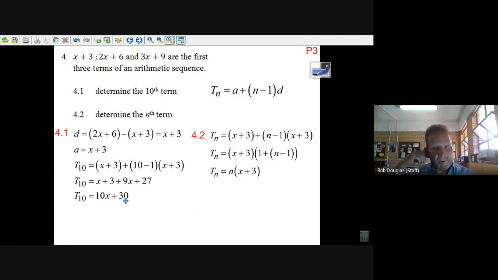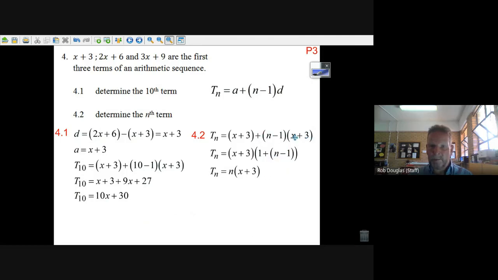Okay, what about the nth term? Well, we just use the formula again. Instead of a, we put x plus 3. It's a general formula, so it stays as n minus 1, and d is x plus 3. This is a little factoring trick here. You want to make this simpler. x plus 3 is a common factor, and you put it in a bracket like this. Times 1 gives me the x plus 3. Some people find that tricky, but if you learn it, you're going to be able to simplify quite a few questions.